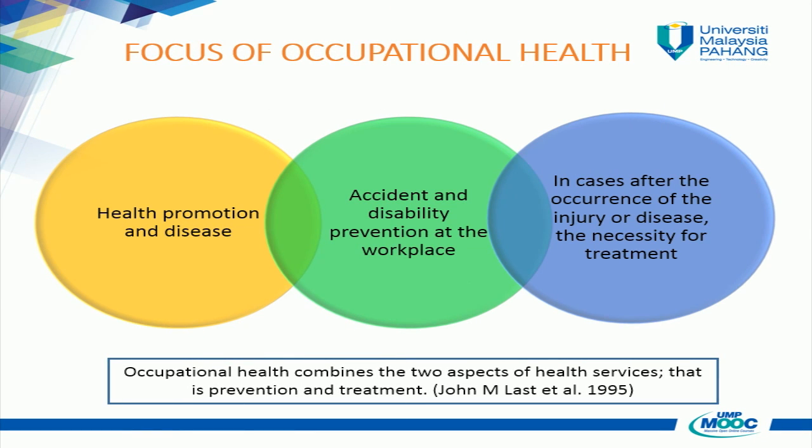In the committee meetings, they outlined the focus of occupational health, specifically addressing three elements, which are health promotion, disease, accident and disability prevention at the workplace, and lastly, the necessity of treatment after the occurrence of the injury or disease.